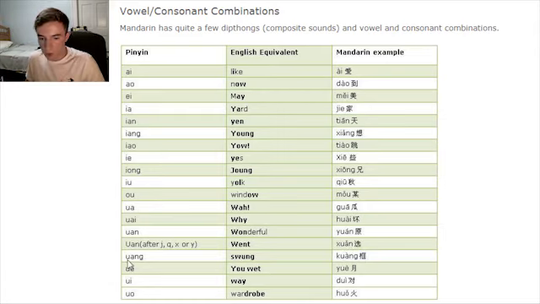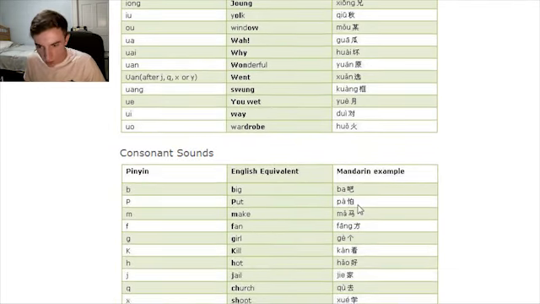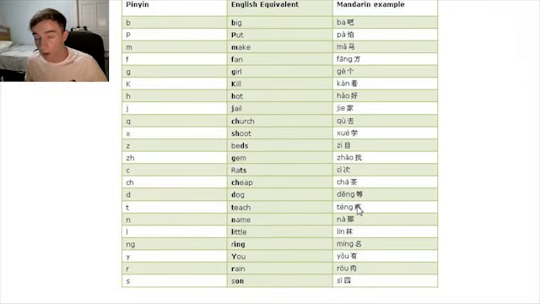This means to choose. UANG is wang, wang. UE is we, we. UI is wei. UO is wo. And so I believe that covers it, guys. I really hope this helped. Hopefully this wasn't a total snooze for you guys.